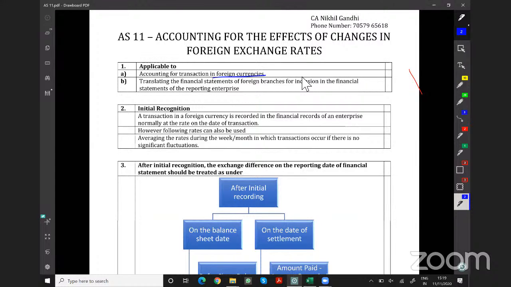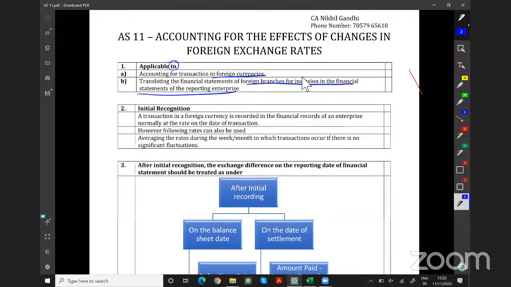Translating the financial statement of a foreign branch for inclusion in the financial statement of the reporting enterprise is applicable when the transactions are in foreign currency. When you have a foreign branch and you want to merge or convert that foreign branch into Indian rupees. Please understand one thing. I am an Indian. For me, any branch which is outside India will be my foreign branch. If the main office is in USA, any branch which is outside USA will be their foreign branch, and it will contain foreign currency.